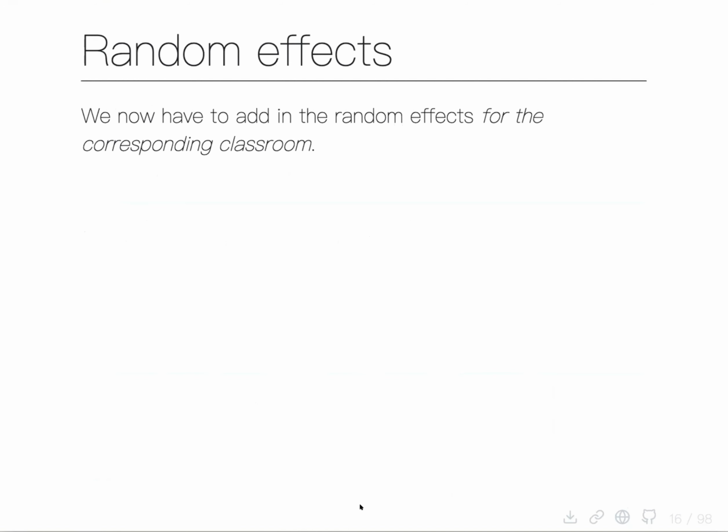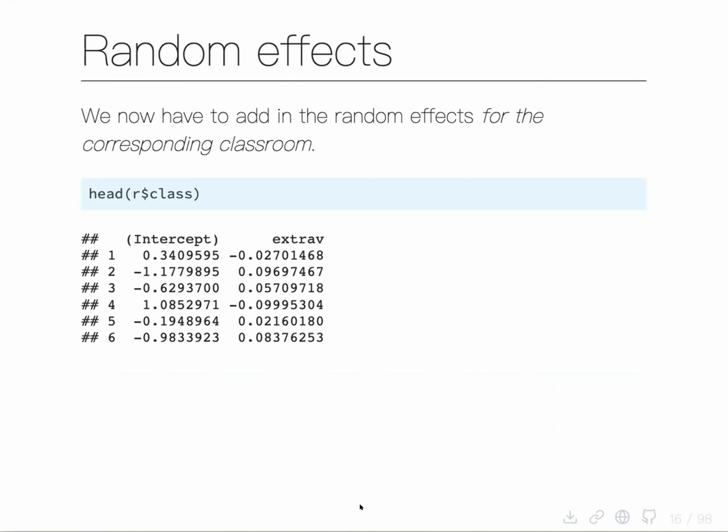But now we have to add in the random effects. Okay, and we have to make sure we get the random effects for that specific classroom. So here I'm saying our $ class, which is a little bit more complicated, right? But that's because of that list structure. But this head is going to give me the first 6 rows of a data frame. And when I say our $ class, it will give me the data frame for class. Okay, so here's the random effects.